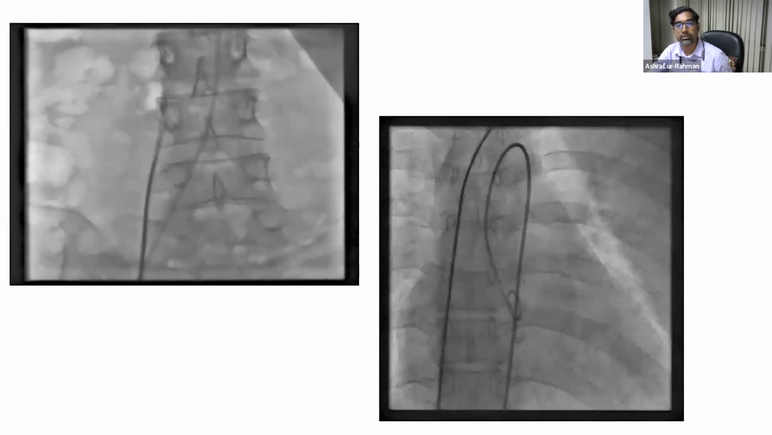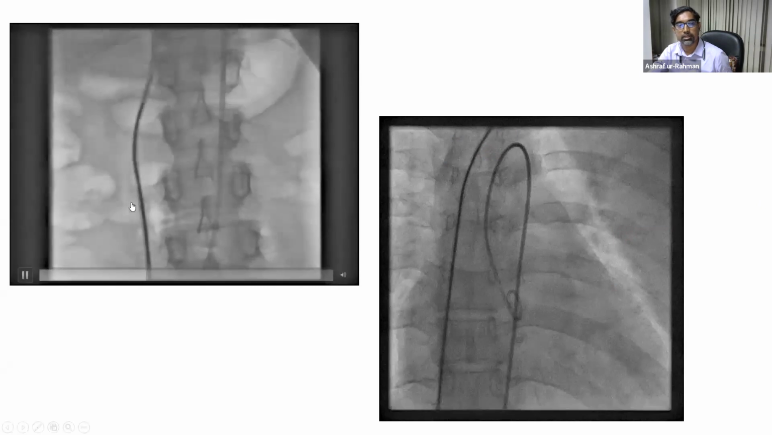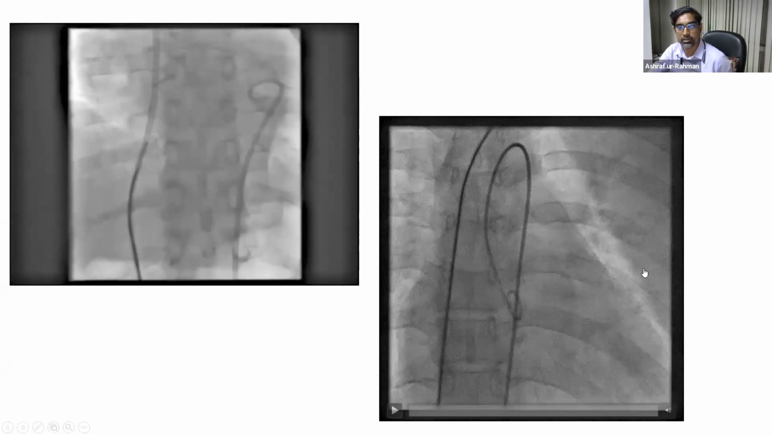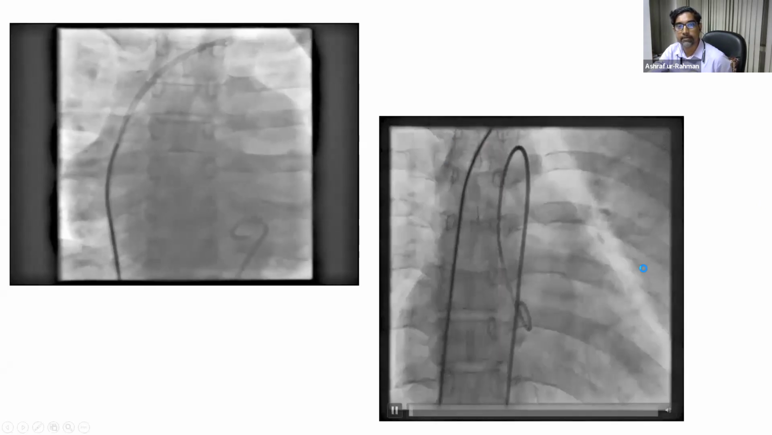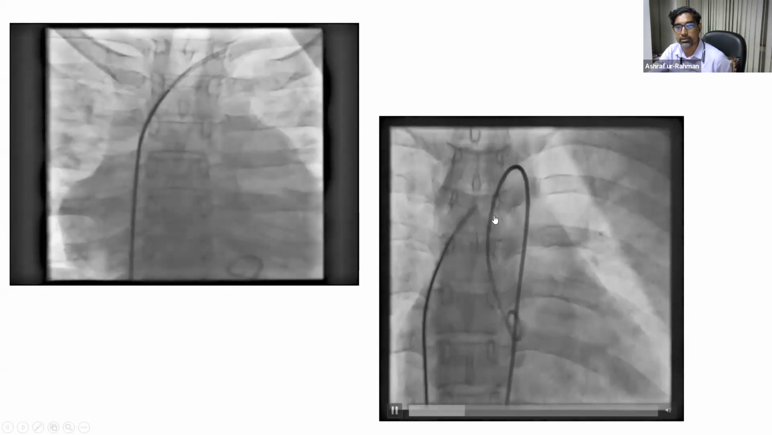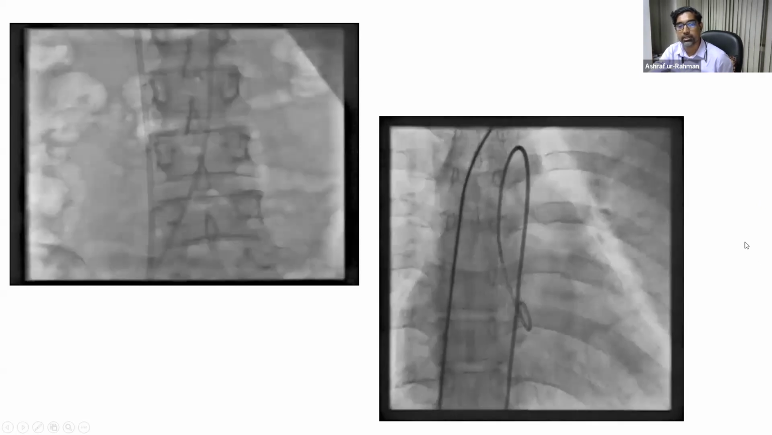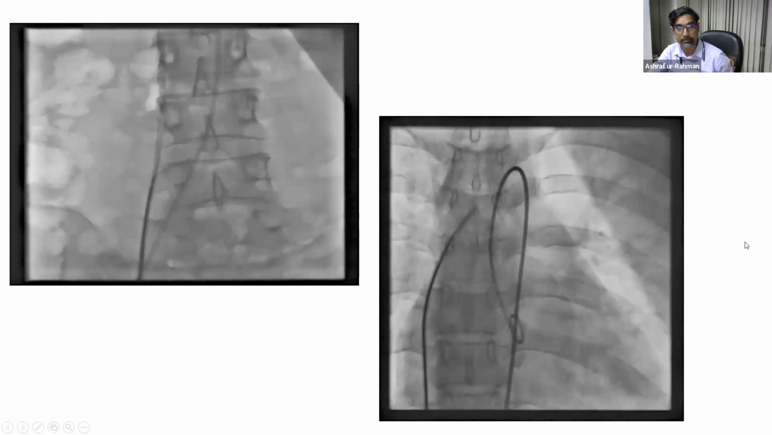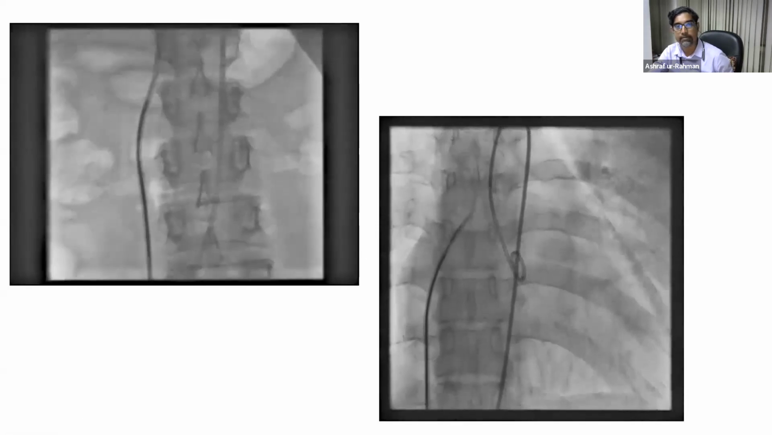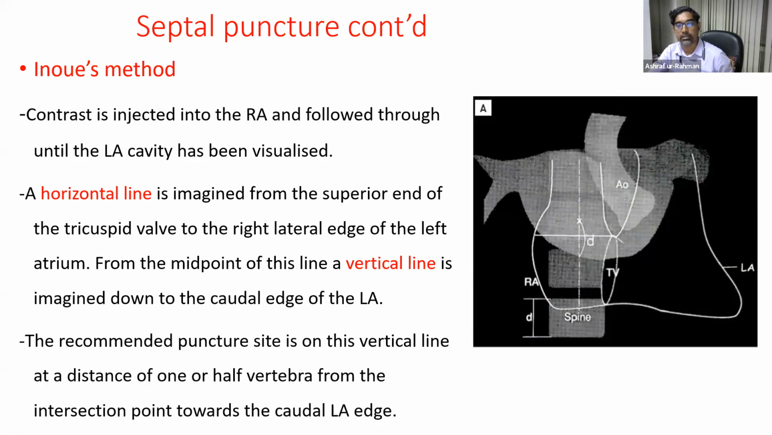So this is a PTMC procedure. The Brockenbrough needle is passed through the Mullins sheath, and this is the descent of the Brockenbrough needle, and there are 2 jerks you can see. There is the site of the septal puncture.